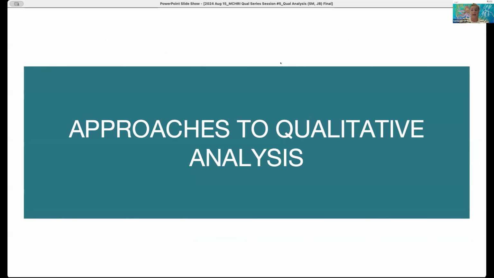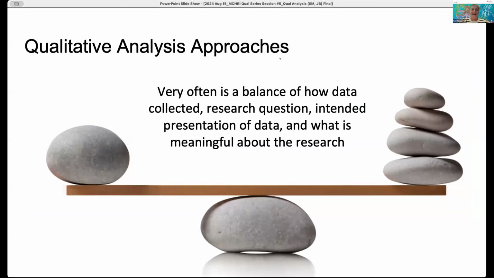So the approaches to qualitative analysis itself. As we may have started, since there's no one right way, or not one known exact way to do a qualitative analysis approach, this is highly dependent on how you want to consider all the different ways that you've collected and want to analyze your data. So your approach might be a balance of how the data were collected, what your research question is, how that question may have evolved over time, how you want to present the data, right? Some people might want to present the data in different forms, and so that's how you might want to be considering your analytic approach. And then what is meaningful about the research? The so what of that, and all of this, of course, is interconnected.